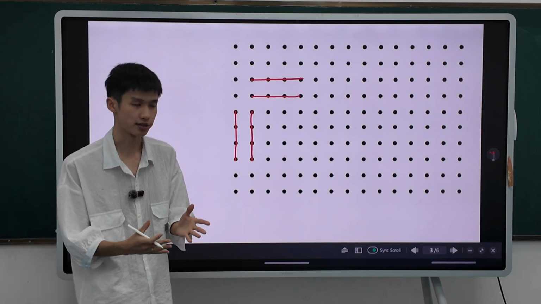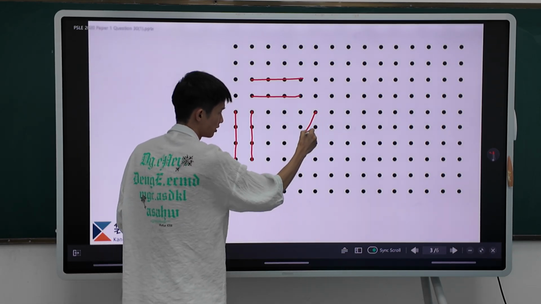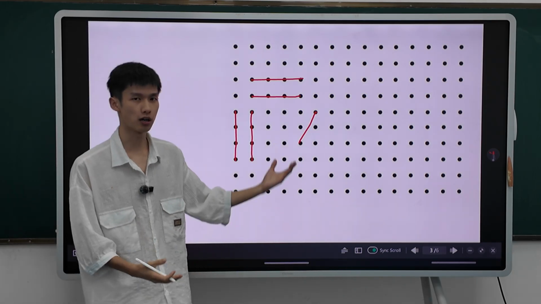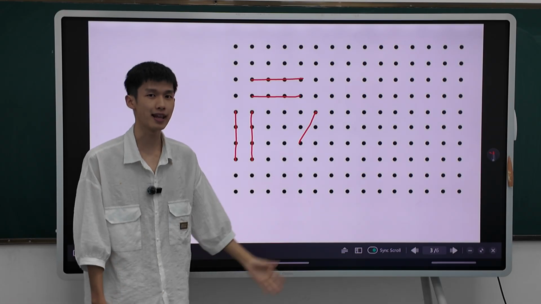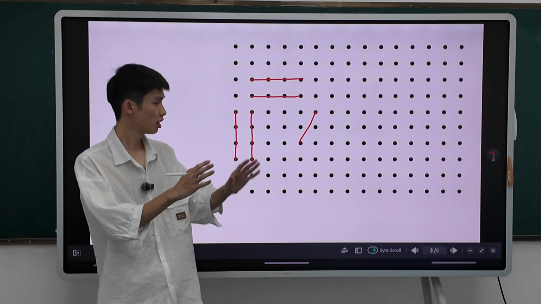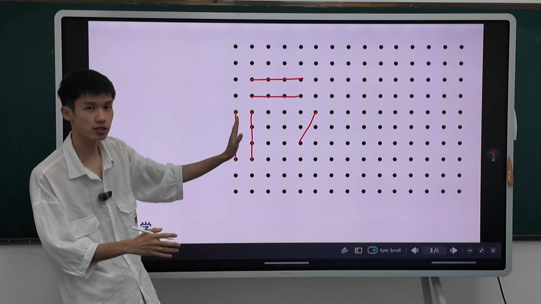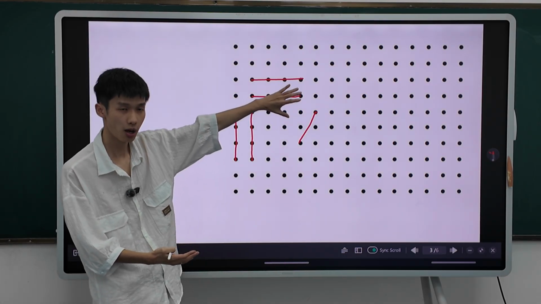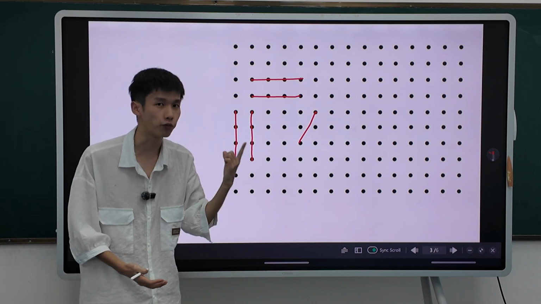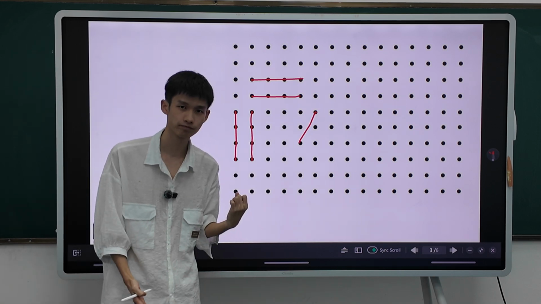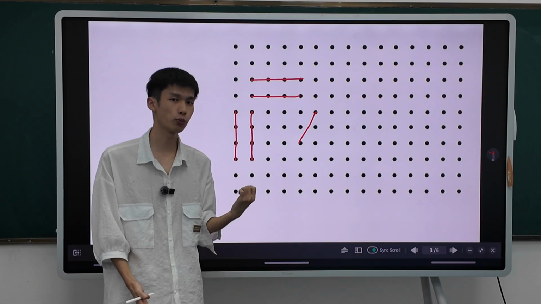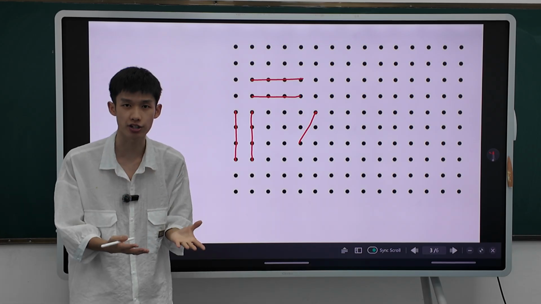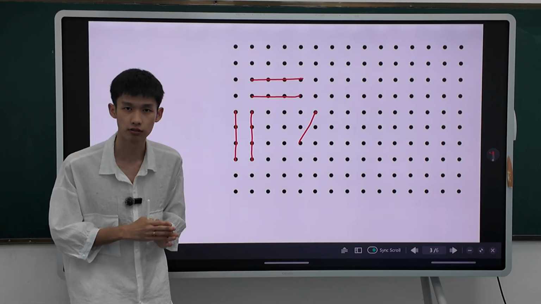But the problem is, how about this kind of slanted line? How do we draw parallel, or even draw the same length? For horizontal and vertical ones, we're able to measure them. For example, this is 4 units, this is 3 units, this is 3 units. But for slanted lines, are we able to find how long it is? Not really. So how can we transform these slanted lines into something we can measure, which is horizontal and vertical?